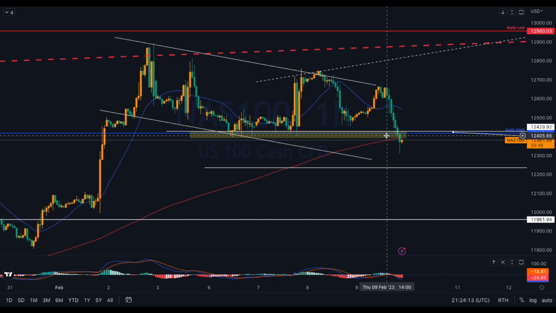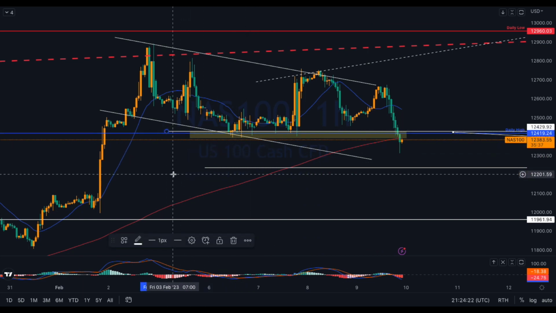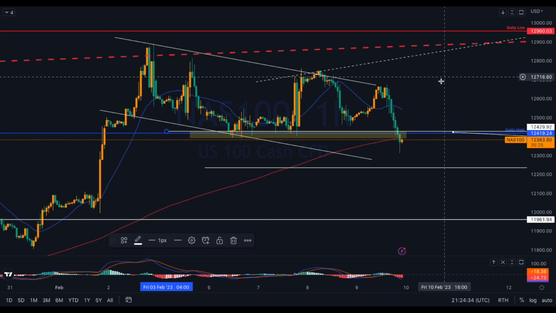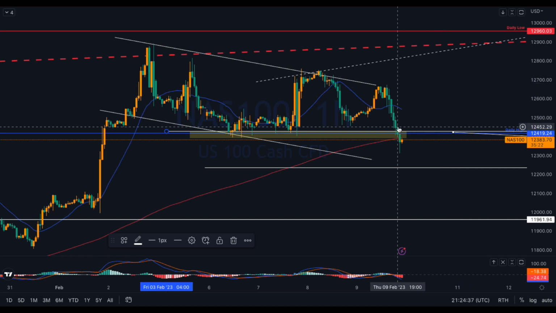The first thing that I said was, if price closes above this level over here, which I believe is 12,429.92, then I would consider taking buys on the push to the upside, because it made a lot of sense to do it that way.